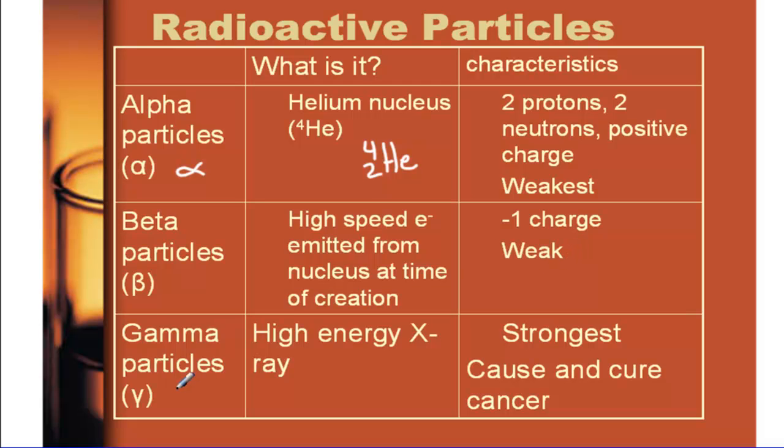Now gamma particles, you might see the gamma symbol written like that as well. These are the high energy X-rays, and these are the strong ones. These are the ones that you always want to be careful with. They're the ones that cause cancer, and they're also the ones that they use to cure cancer in radiation therapy. So these are the 3 major particles that we're going to see when we talk about nuclear chemistry.